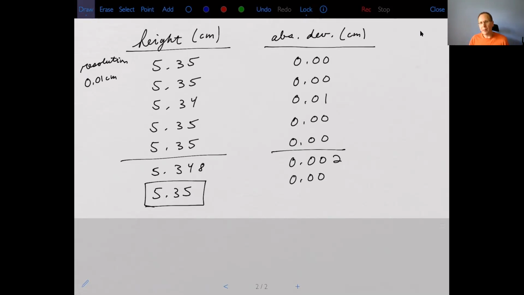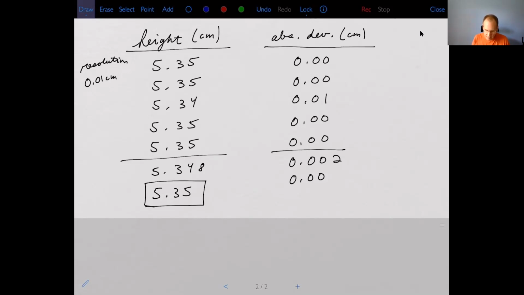Now here's the problem. If I go ahead and try to compute the percent experimental accuracy now, I'm going to have 0 divided by 5.35 times 100. That's going to be 0%. And we just argued that we can never have 0% when we compute percent experimental accuracy. So what do I do in this case?